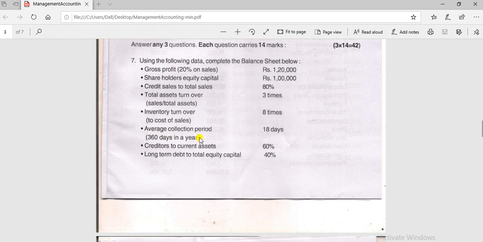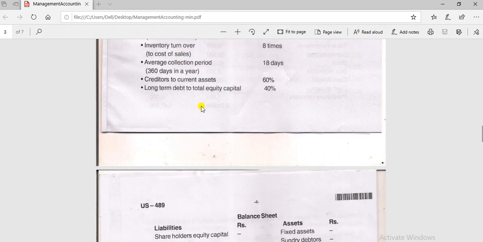Here you can take days or months, but in the problem itself they have specified to take 360 days, that is 18 days. Creditors to current assets ratio is 60%. Now long-term debt to total equity capital is 40%. So with the given information of the ratios we have to prepare the balance sheet.